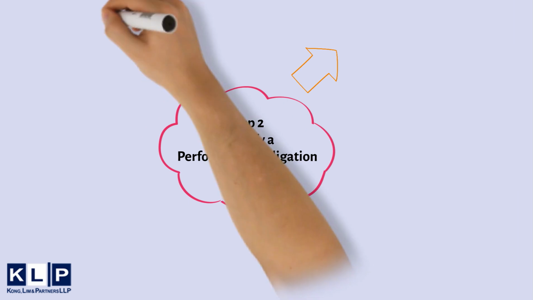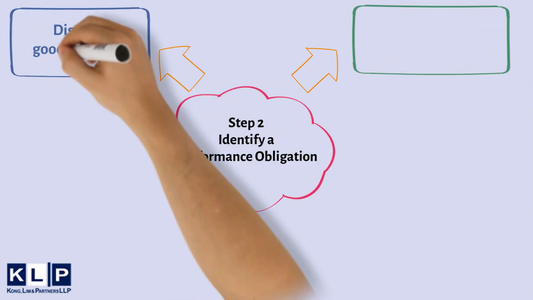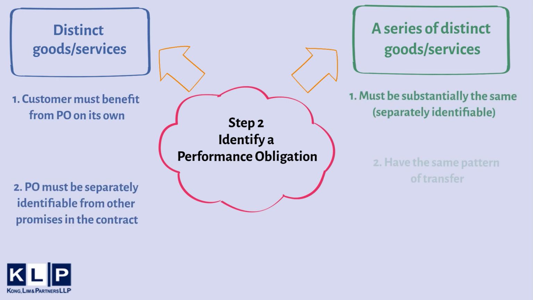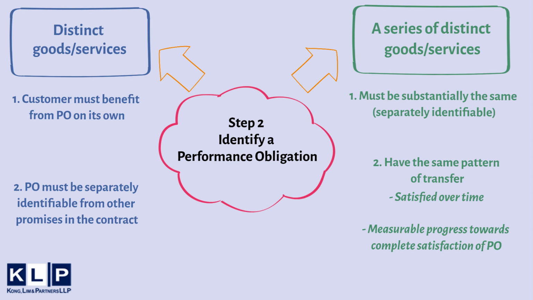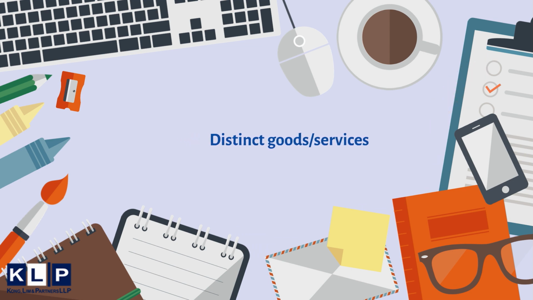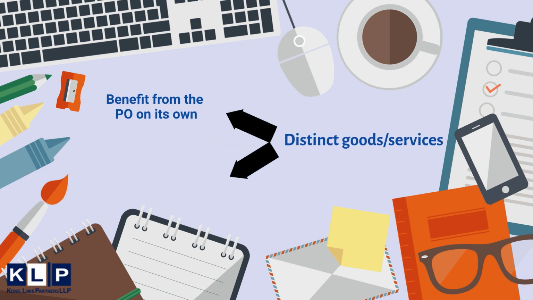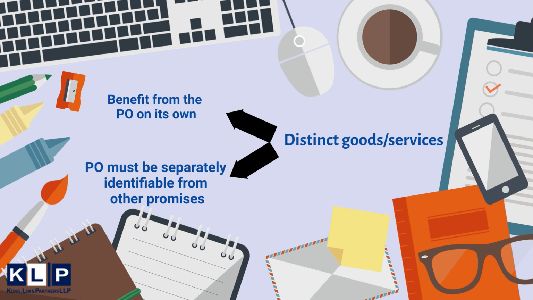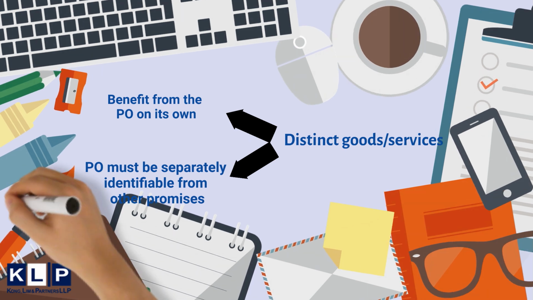However, not all performance obligations are that straightforward. Let's go through in detail what criteria need to be met in order to consider a distinct goods or service or a series of distinct goods or services. For a contract to be considered a distinct goods or service, the customer must be able to benefit from the performance obligation on its own and not in connection with something else. And the performance obligation must be separately identifiable from other promises.